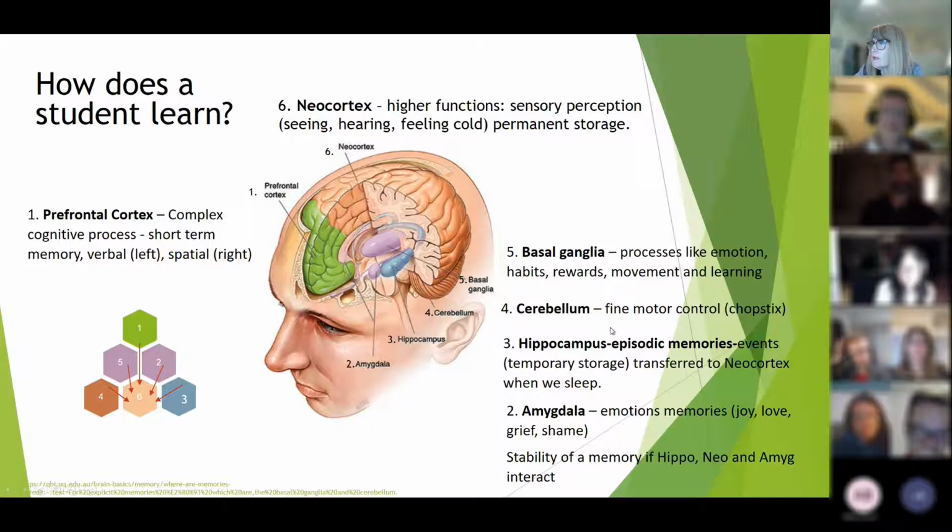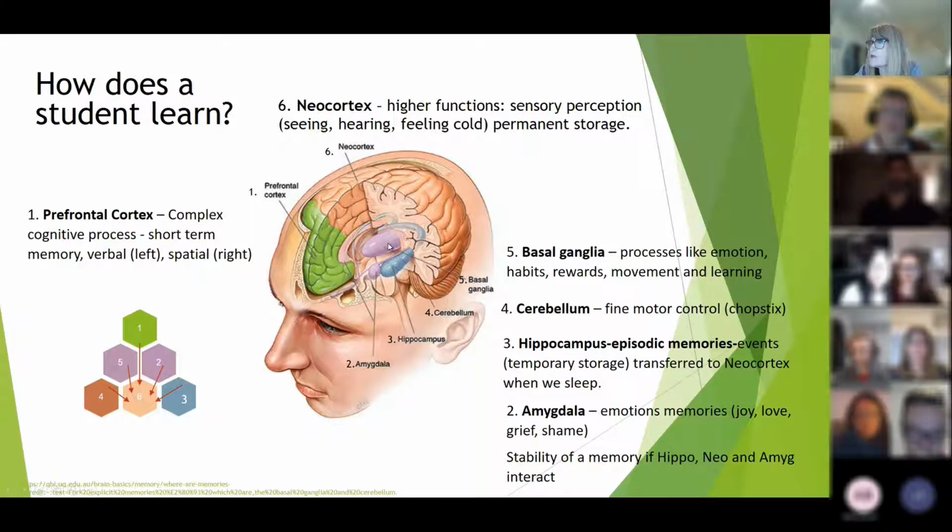And then the cerebellum is where the fine motor control is. That's where your memory of using fine motor skills, like chopsticks, is stored, and also the ability to do that comes from there. And then we have the basal ganglia, which processes emotions, habits, rewards, movements, and learning. So this is really where all these different observations are processed.